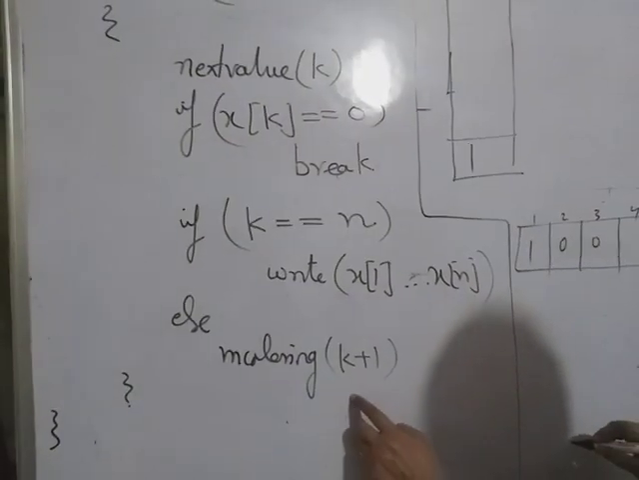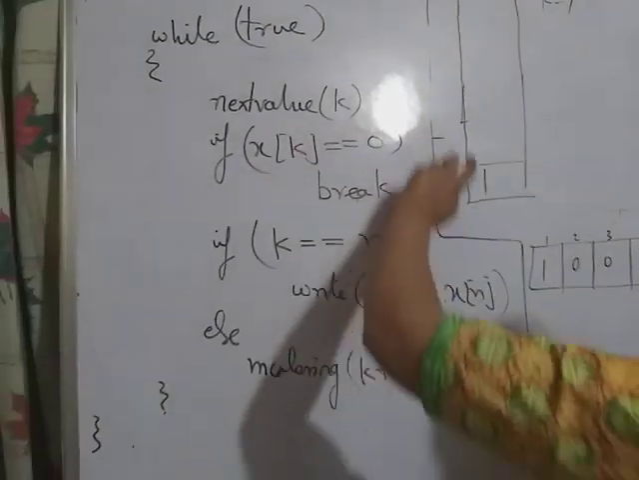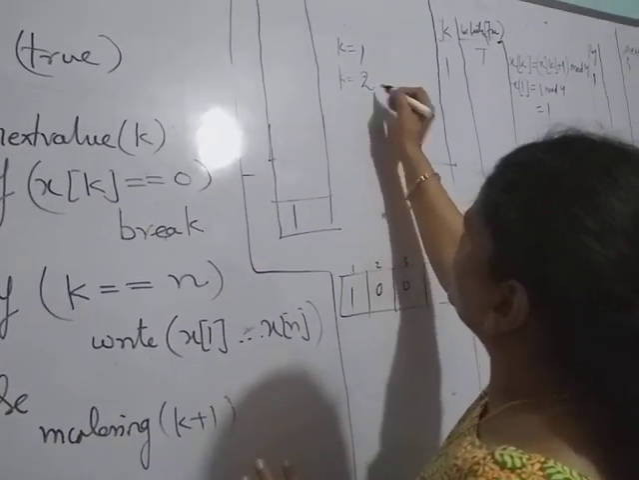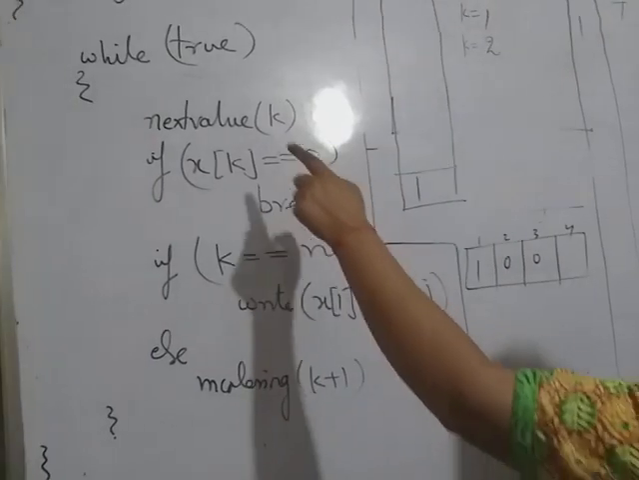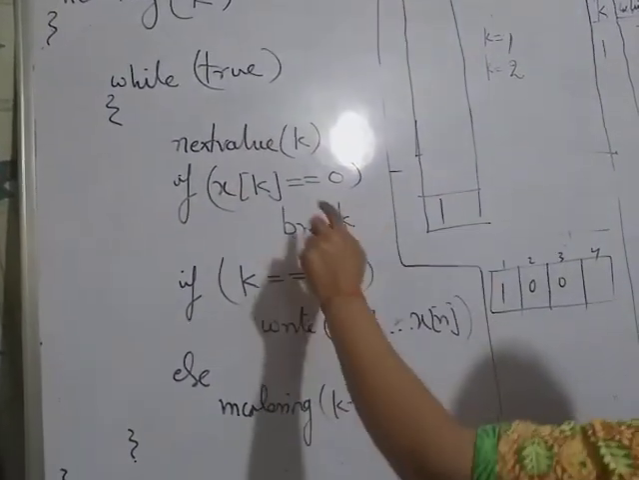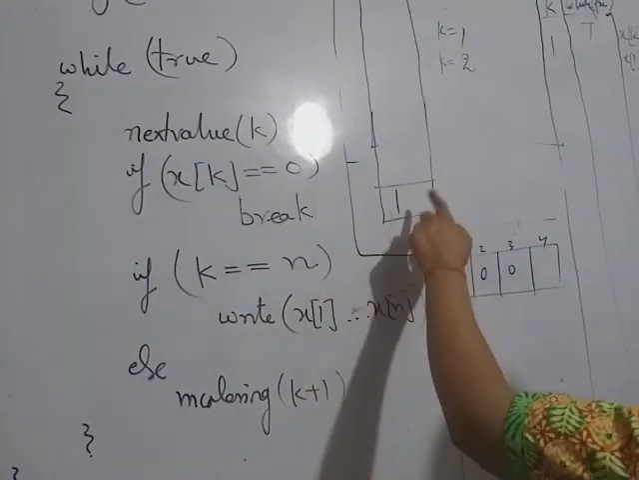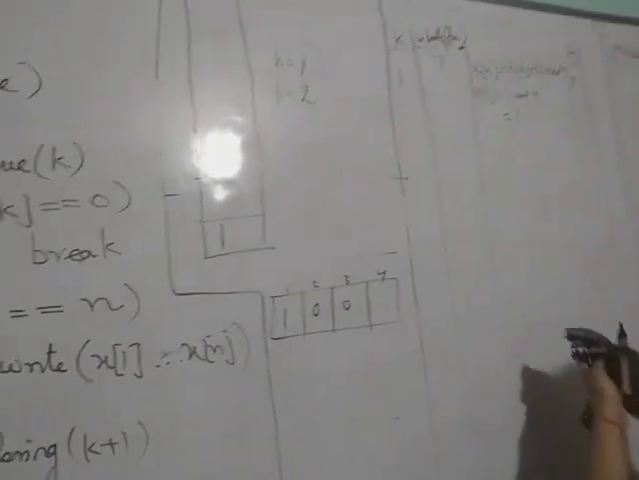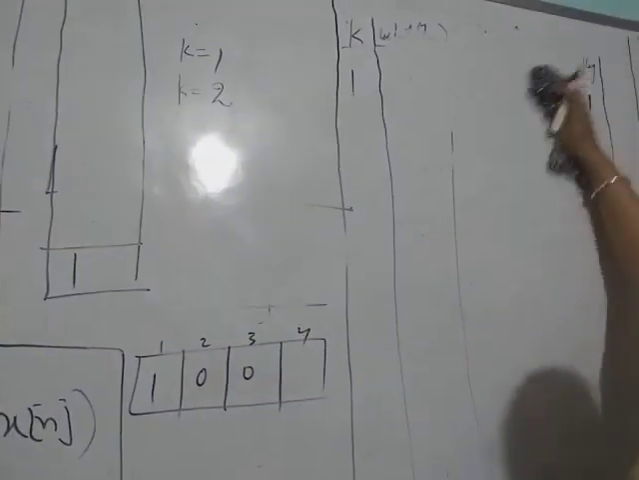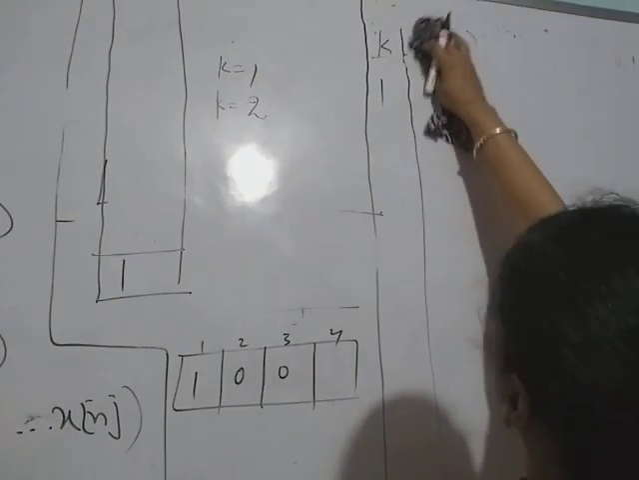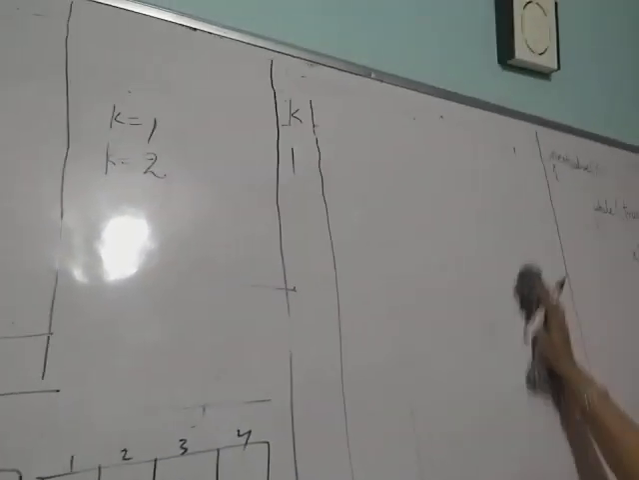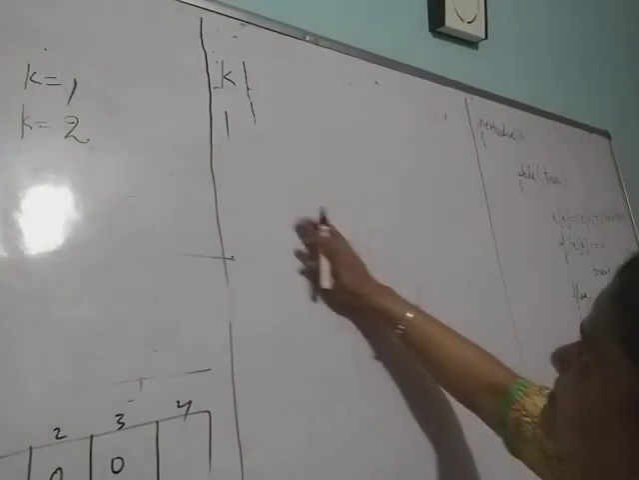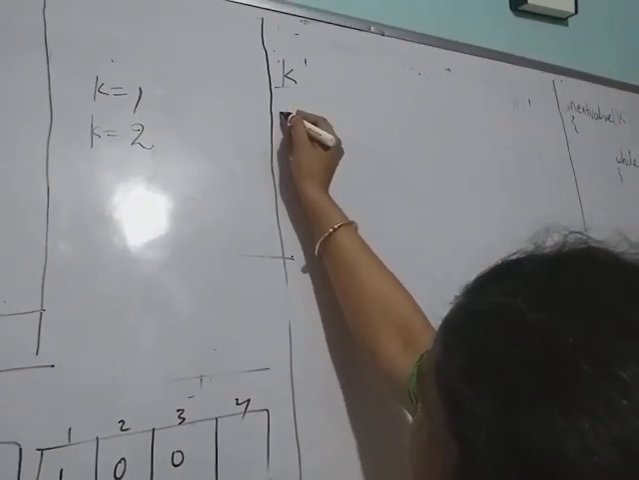Now the function is called m coloring k plus 1. So the new value of k is 2. Now the new value of k is 2, while true. Next value 2. Now this function again will be called, but now this time the value of k is 2. Okay, the value of k is 2. So again see the working of this next value with value of k is 2.